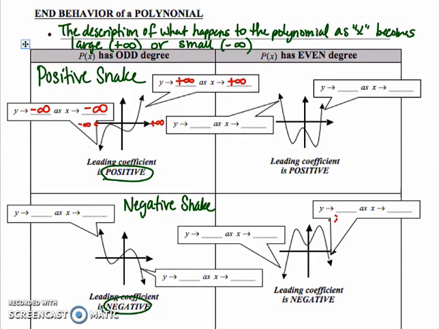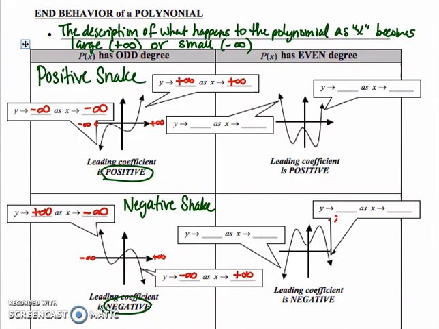Now a negative snake, the behavior is exactly the opposite of what's going on along the x-axis. So on this one, if we look at what happens as our x values get really, really small, our graph is shooting up. So our y values are going to get large. And then on the other side of the graph, as our x values are getting large, our y values are going down, so our y values are getting small or approaching negative infinity. So those are our two snakes.